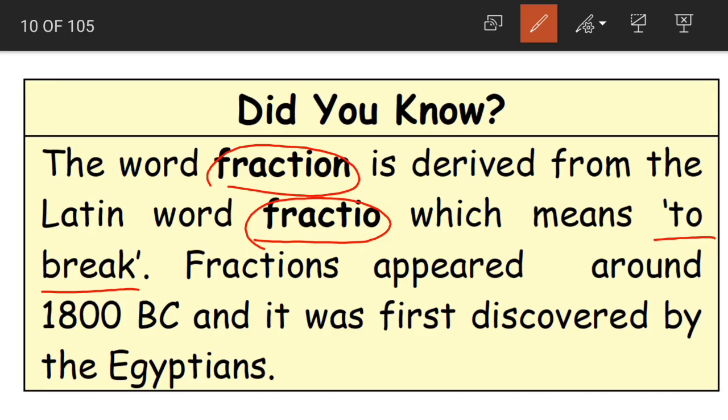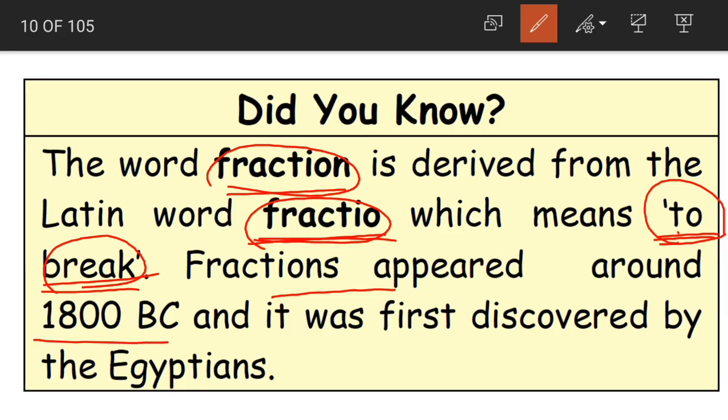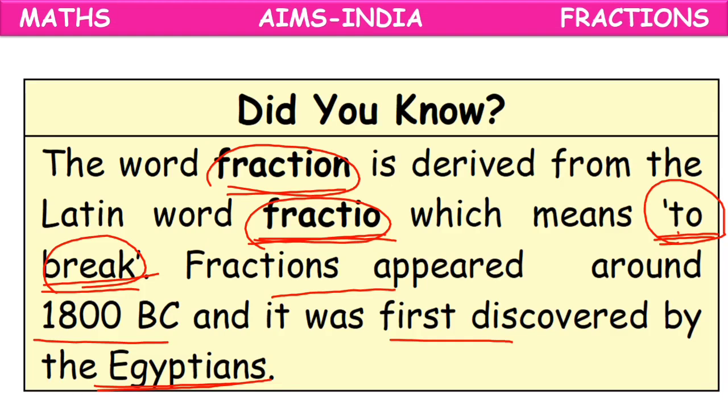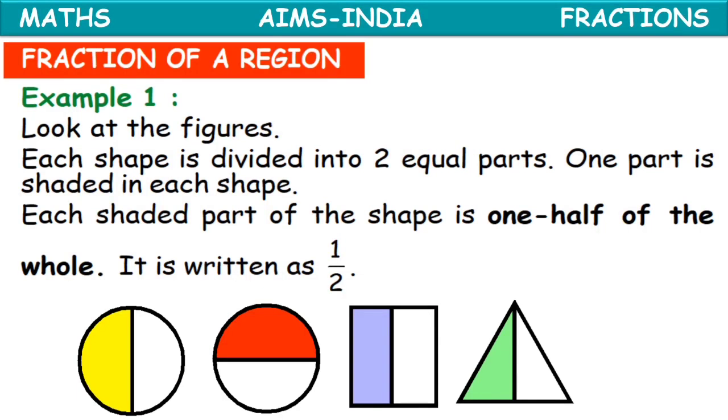So fraction means a part of the whole. In fractions we are breaking the whole. So fraction is derived from the word fractio, which means to break. Now when did fractions first appear? That means when did people use these fractions? It was around 1800 BC. That means it was way back. And who discovered it first? It was discovered by Egyptians. That means the people living in Egypt.